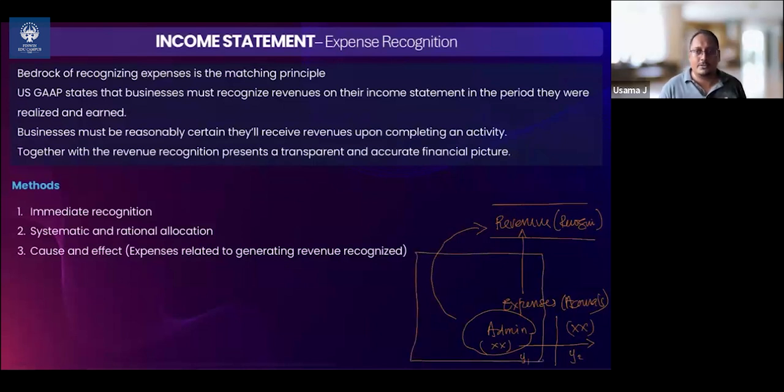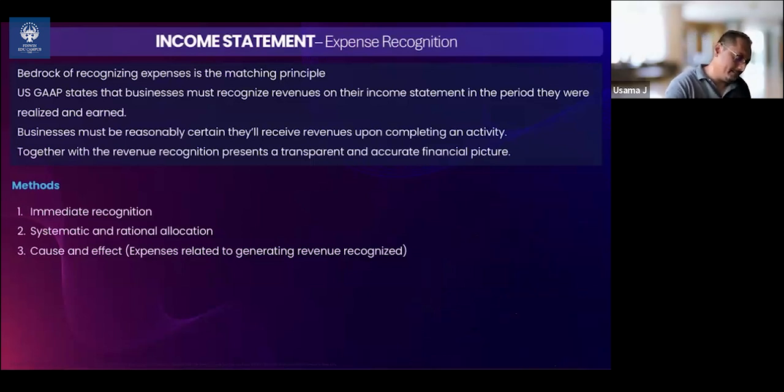Right? Very crucial. Businesses must be reasonably certain that they'll receive revenues upon completing an activity. Right? This is that collectability criteria coming in again. And together with the revenue recognition, it presents a transparent and accurate financial picture. This is the beauty of the matching principle, guys. Right? Because let's think about it. Let's go a bit wider here.